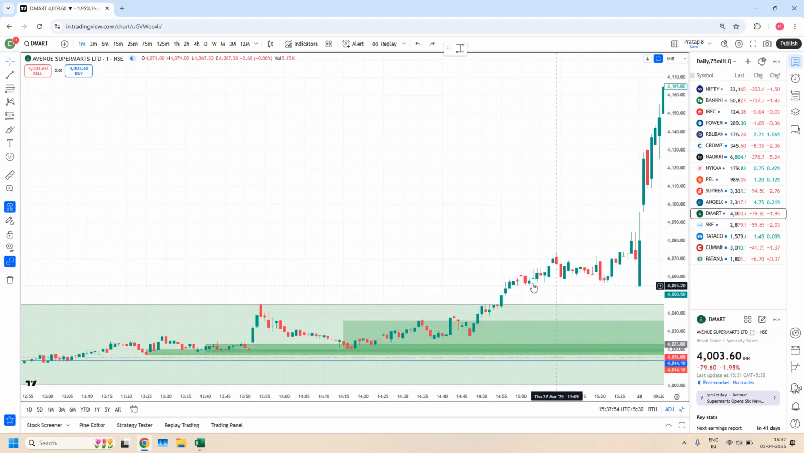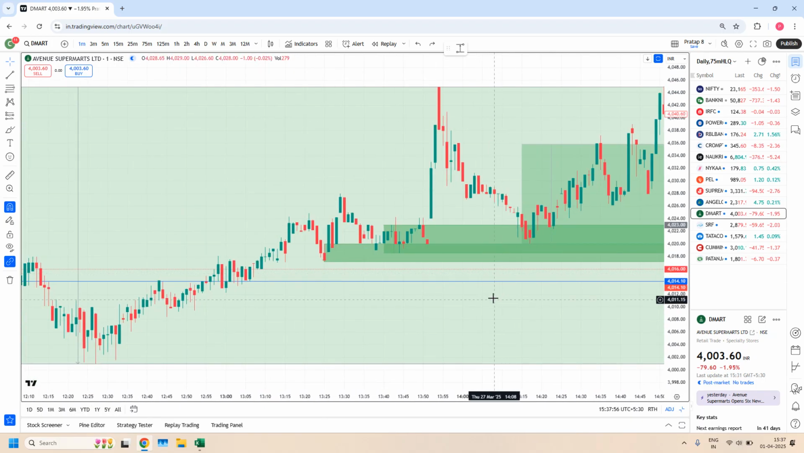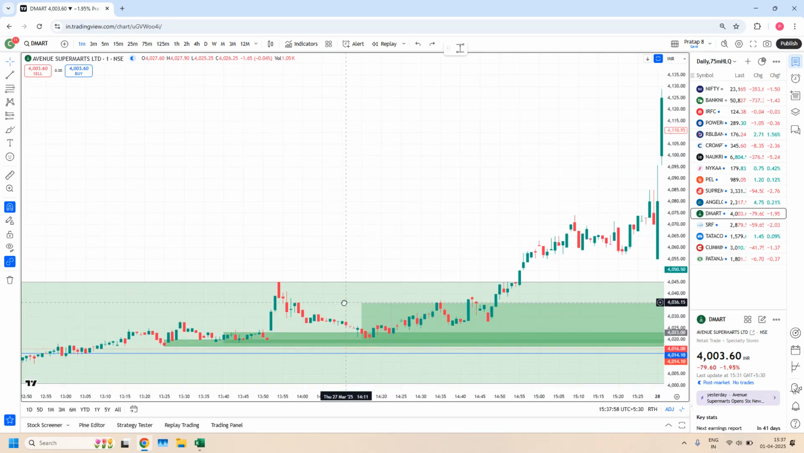See, the move started from here. That means, let me delete the 5 minutes once again. Actually, this 1 minute zone is the origin for this entire 75 minute zone. See, it picked up the orders from this 1 minute zone and the entire move started.